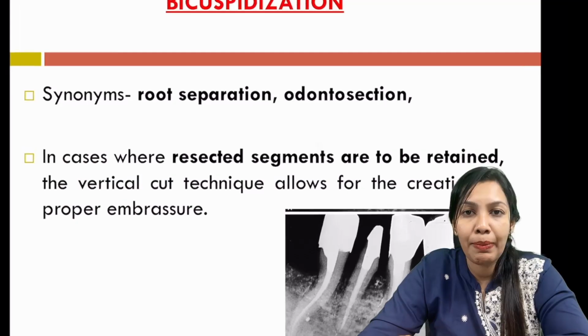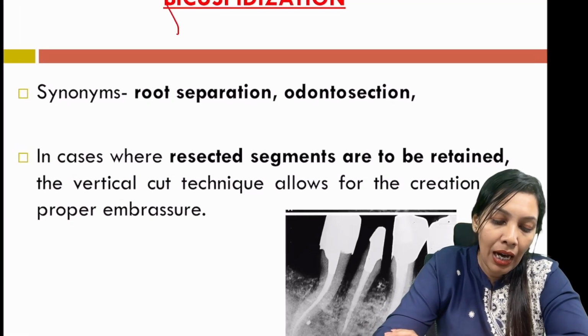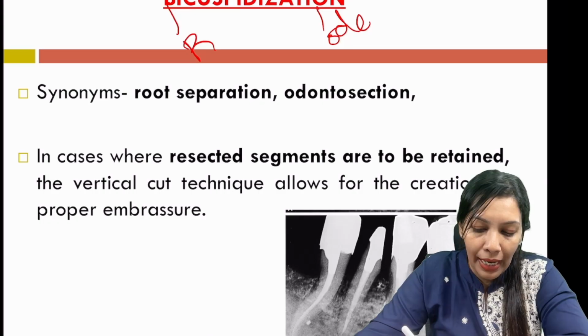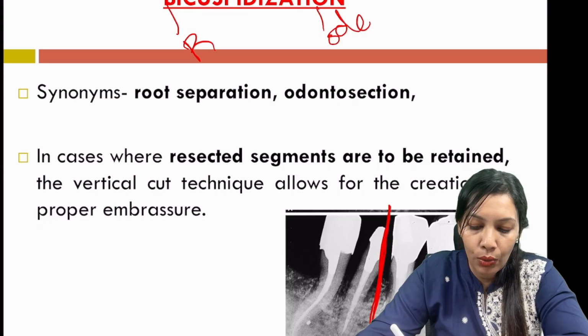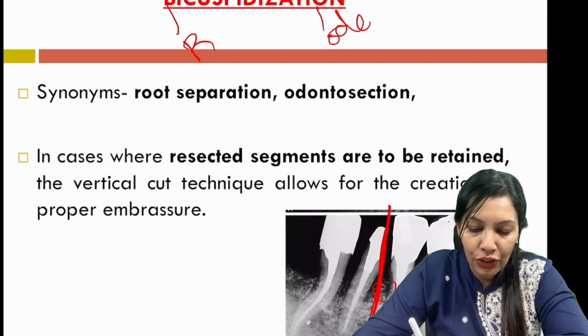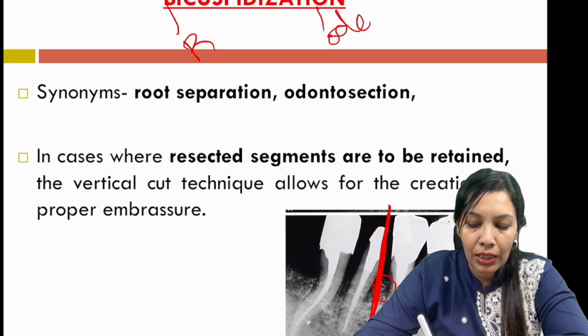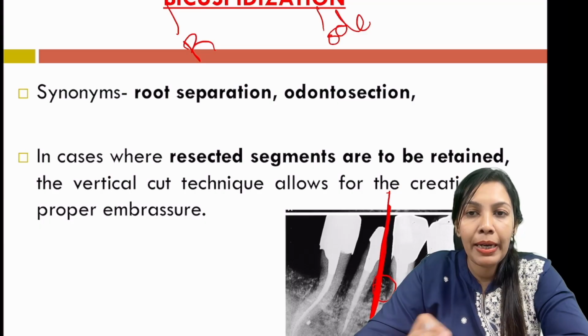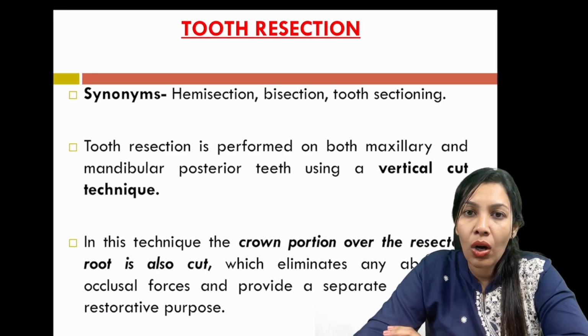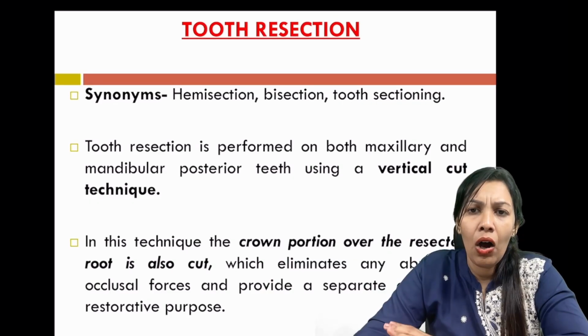What is bicuspidization? The other names are root separation and odontosection. You can see in this image, we will be doing bicuspidization through the cuspal area. We will be dividing the tooth into two parts. In cases where there is periapical infection, we can resect the tooth and make it into two separate teeth. Again, tooth resection is otherwise called hemisection, bisection, or tooth sectioning.